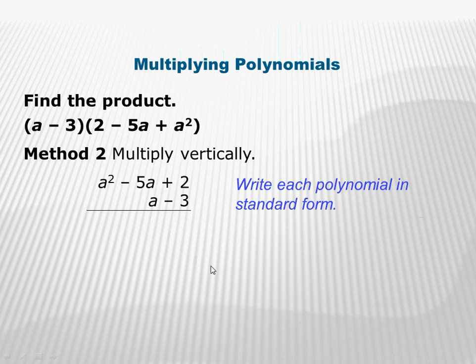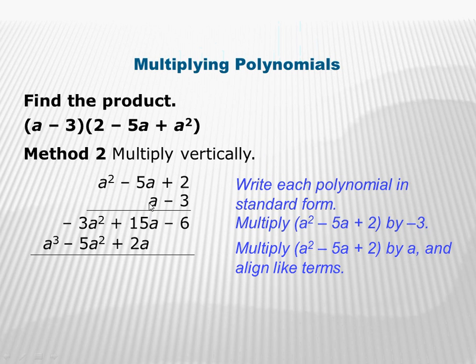So when I go to multiply, I'm going to take the negative 3, and I'm going to multiply it to each term above, just like when you were doing multiplication the long way in elementary school. So negative 3 times 2 is negative 6, negative 3 times negative 5a is a positive 15a, negative 3 times a squared is negative 3a squared. Then I'm going to do the exact same thing again, only this time I'm going to multiply the a.